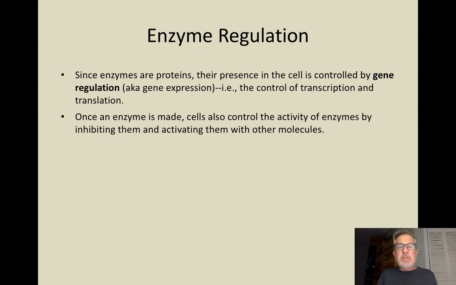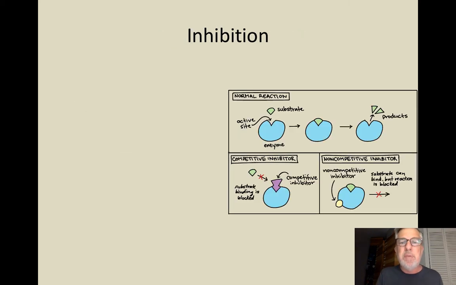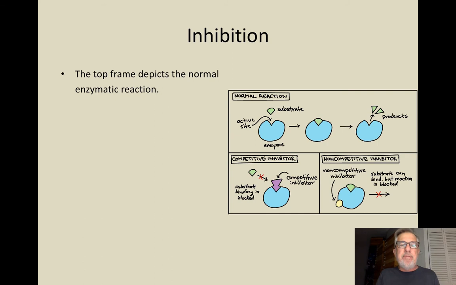But once the enzyme is made, cells also control the activity of enzymes by inhibiting them and activating them using other molecules. So let's see how this works. Here's a drawing. The top frame depicts a normal enzymatic reaction where you see the enzyme and its substrate, they fit together, and the enzyme forms the products.